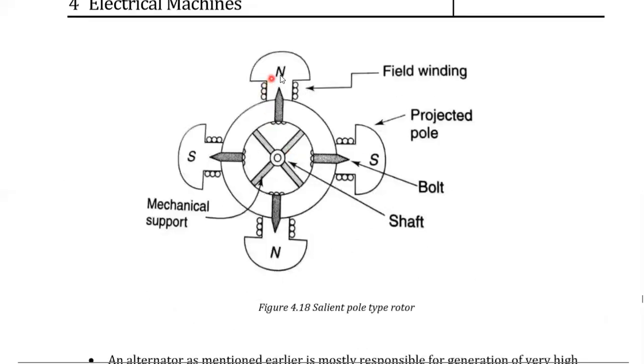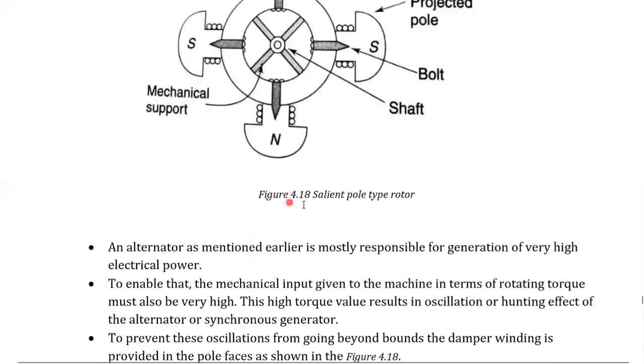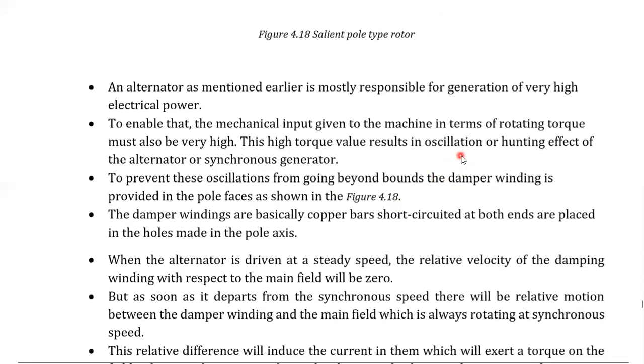So this is the rotor. For example, in a motor, if the load is increasing, the speed is decreasing; if the load is decreasing, the speed is increasing. Based on the load, oscillations of the speed take place. To reduce the oscillations, the damper winding is used. Hunting is also called oscillation.